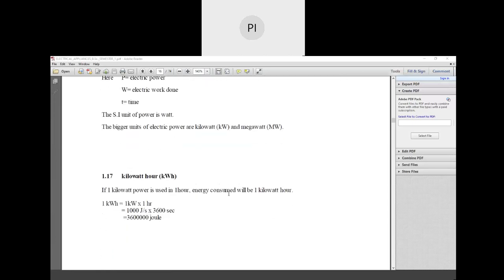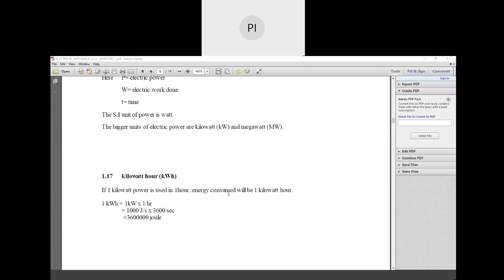One kilowatt hour is equal to how many joules? Kilowatt means 1000 joules per second, since a watt is equal to joule per second. And 1 hour is 60 minutes, and minutes converted into seconds, into 60, that is 3600 seconds. So 1 kilowatt hour is equal to 36 into 10 power 5 joules.